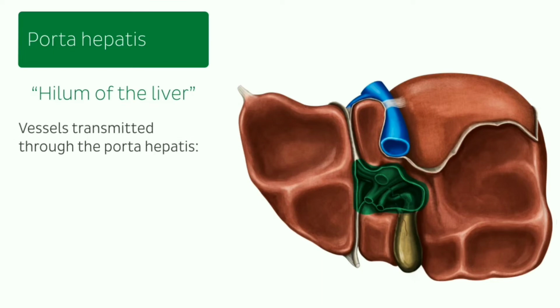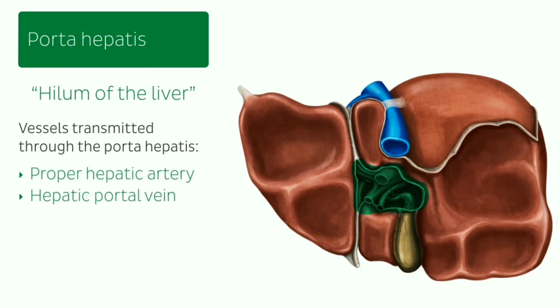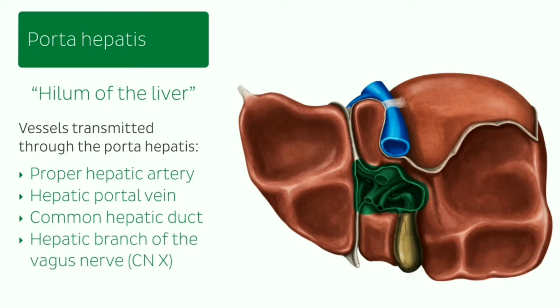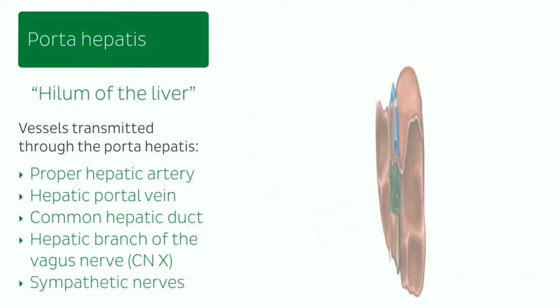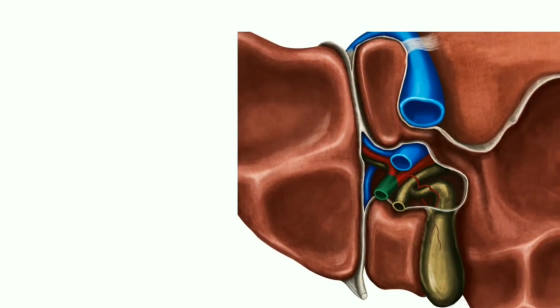The vessels transmitted through the porta hepatis are the proper hepatic artery, the hepatic portal vein, as well as the common hepatic duct which exits from here. Other structures transmitted through the porta hepatis include the hepatic branch of the vagus nerve, cranial nerve 10, and sympathetic nerves. So now let's look at some of the vessels of the liver, starting with the arteries.